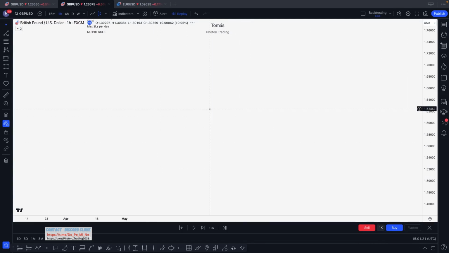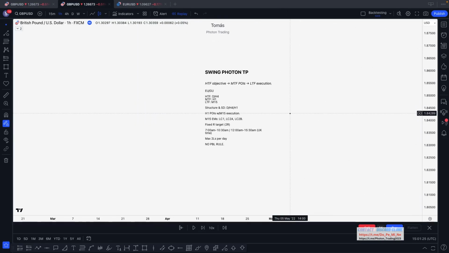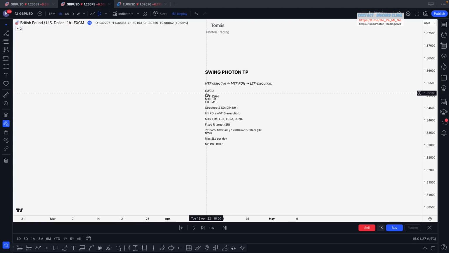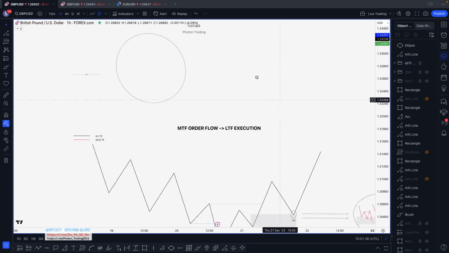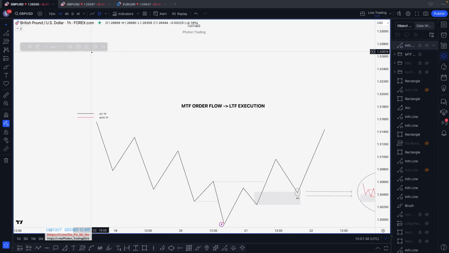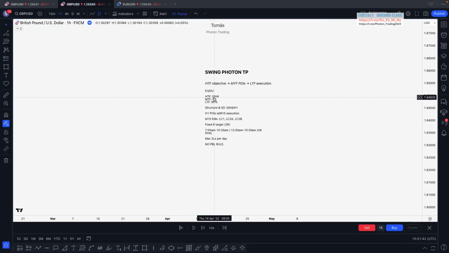So basically, okay, it's here. Right, high time frame objective, medium time frame POIs, low time frame execution. Right, just a very quick summary. Okay, this is what I'm doing. Then daily and H4 as my high time frame. My medium time frame is the H1, and my low time frame is M15.